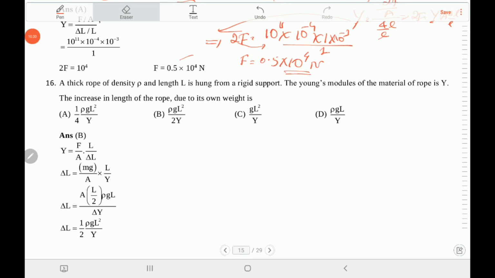This is another type of Young's modulus. A thick rope of density rho, density is given. Density means what do you think? Mass. Whenever you say mass, density into volume. Like that you have to make substitution.